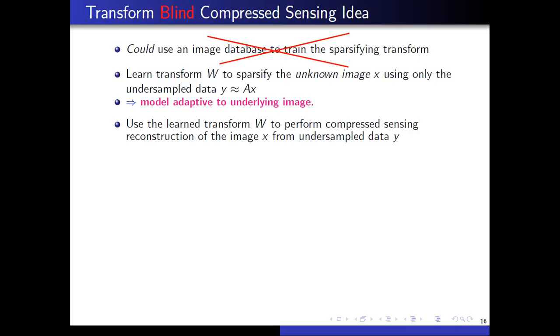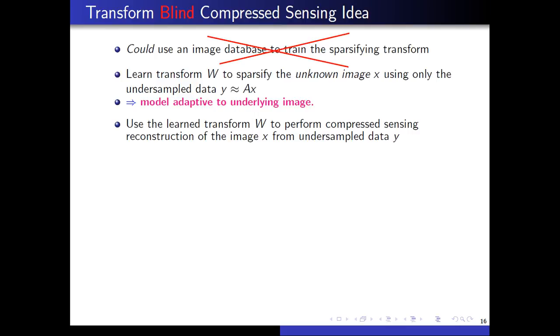So one approach is use a database to train the sparsifying transform. So suppose you image lots of people, you have lots of brains, you learn the transform on that corpus, and now when I come in, I have my brain imaged and reconstructed using the transform that was learned on a corpus. That's not a bad idea, but it has two drawbacks. One, every brain is a little bit different. So learning on my brain specifically would be better than learning on the corpus. But you can't learn on my brain because you don't have it yet, because you haven't acquired it.